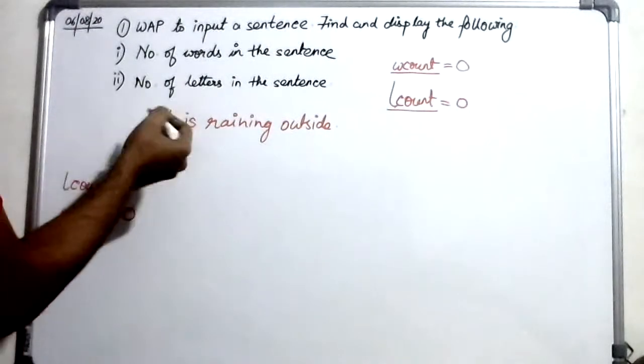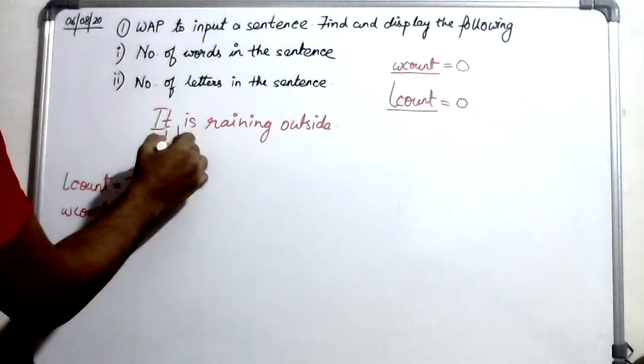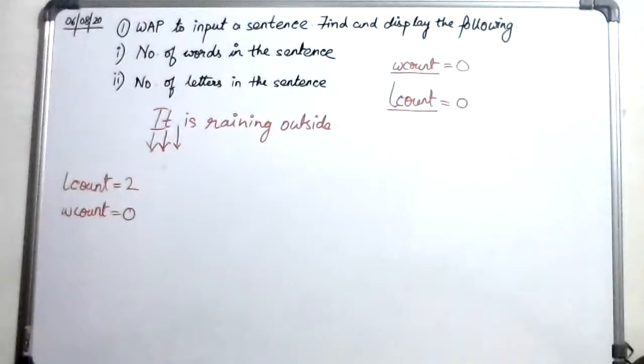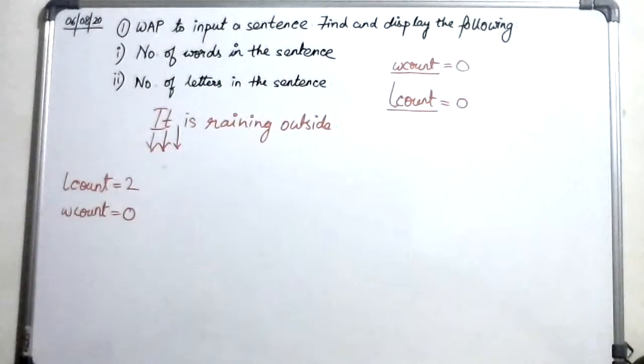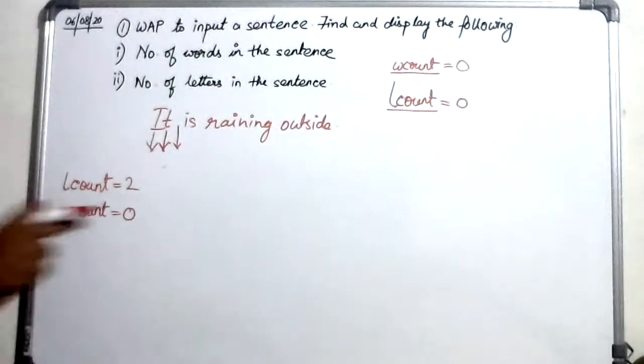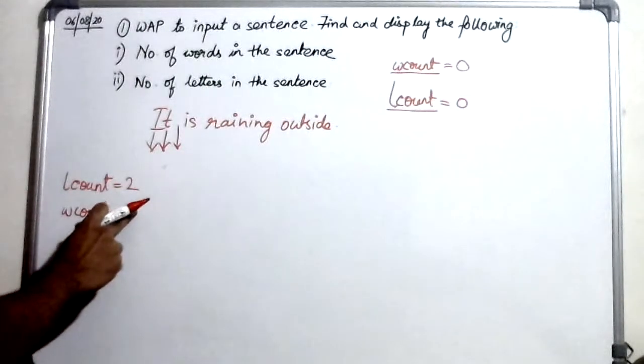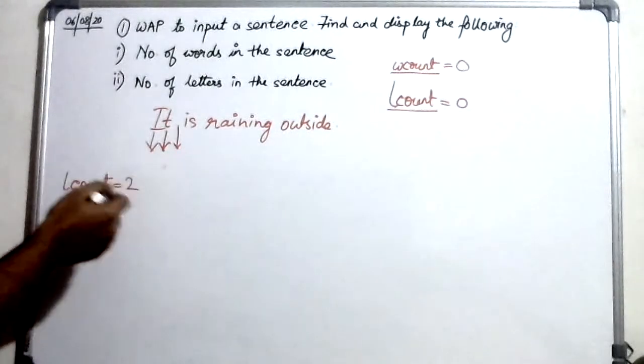We proceed in a similar way. We extract the next character. Now on extracting this particular character, we see on comparing that it is a white space. White spaces are not counted as letters, so the L count value remains as it is without any change. But once we encounter a white space, we can be sure that we have completed one word. So the word count now increases instead of L count.